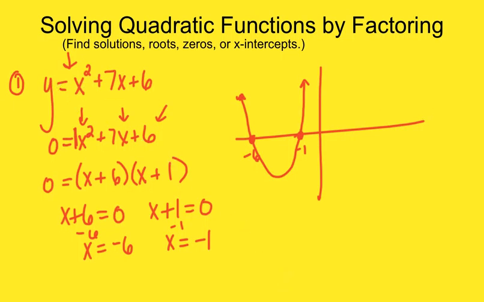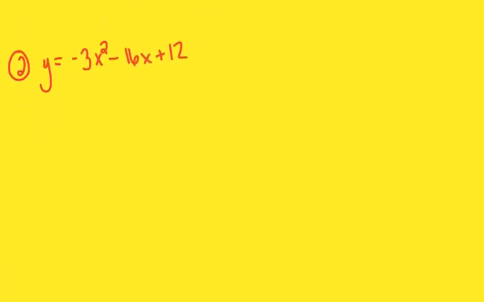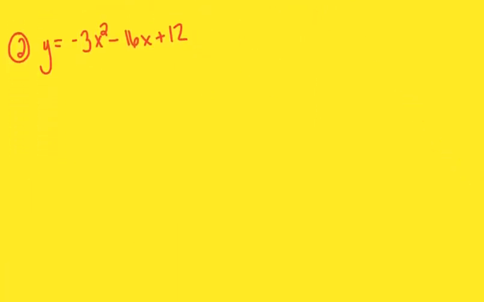Alright, looking at the next example, would be this one. So you have two x terms, 1x squared and 1x. So I'm going to set that equal to 0 to find the x-intercepts. And then you're going to see if it has a GCF. And that one doesn't have a GCF, but a is negative. So to make it a little bit easier, we're going to take out a negative 1.